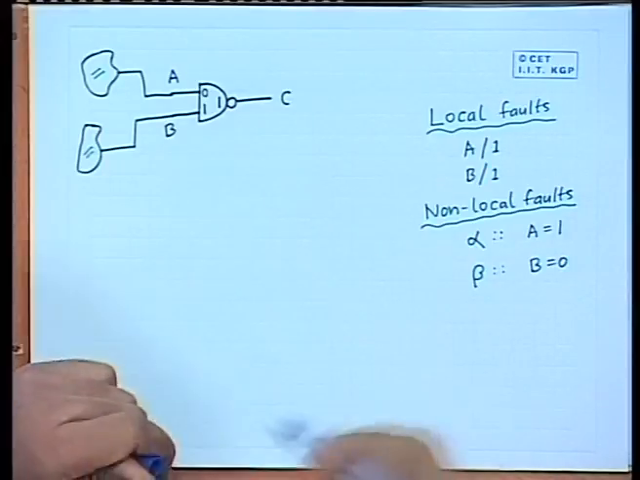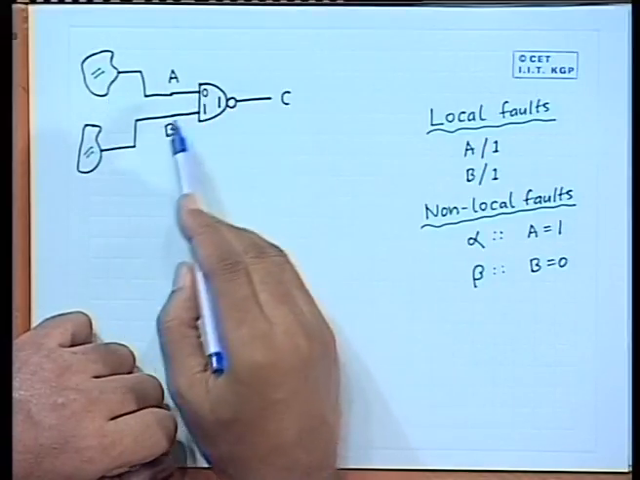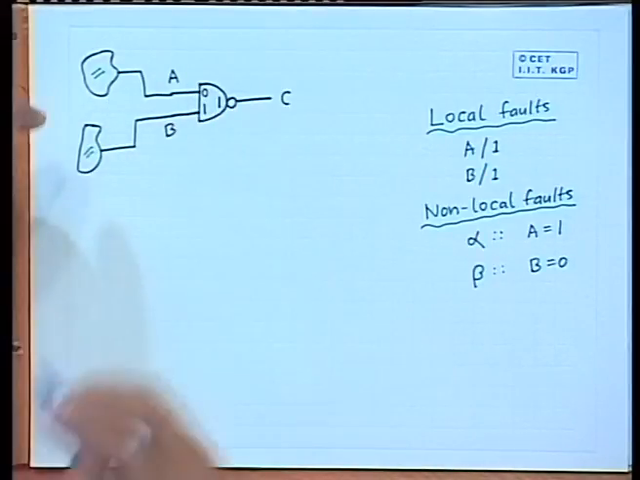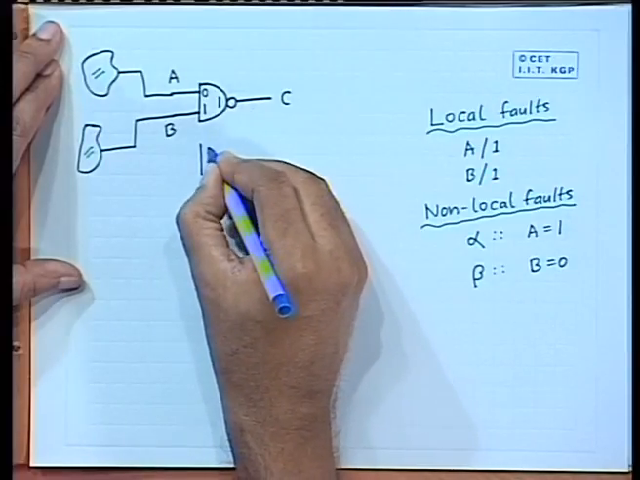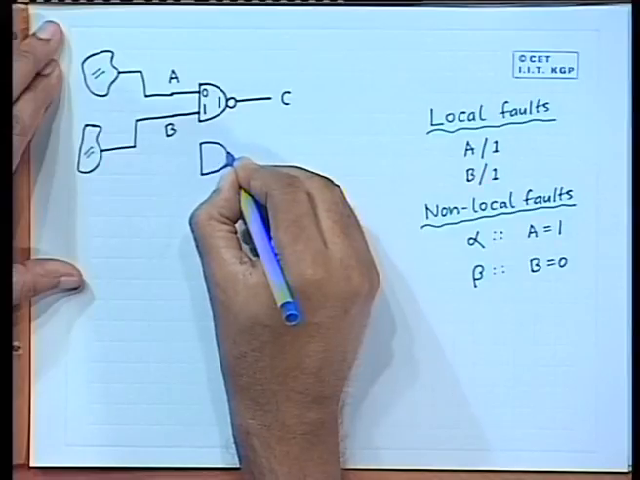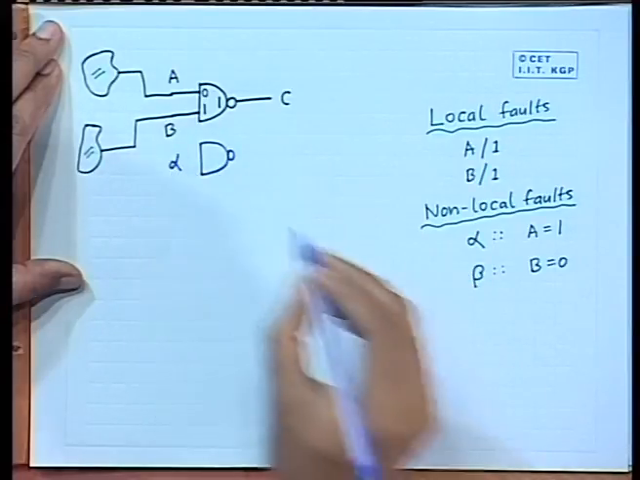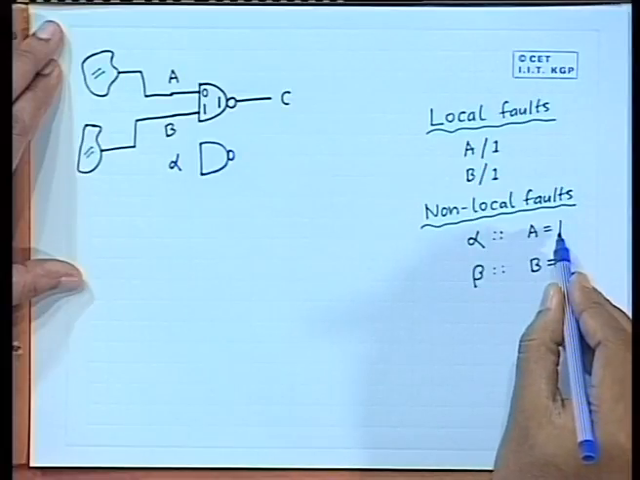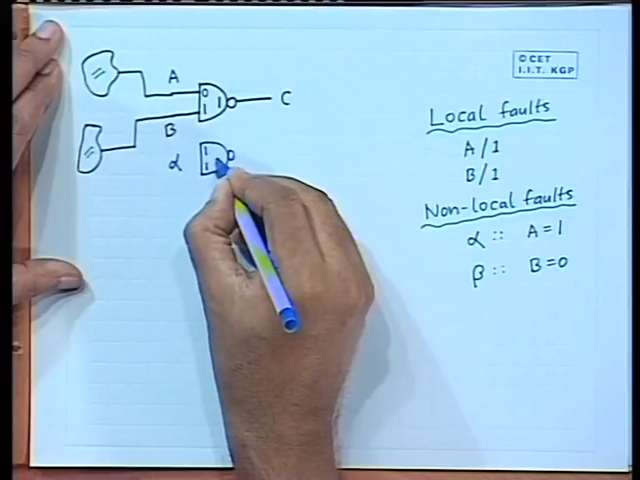Now, with respect to these 4 faults, we have simulated this circuit with the true values 0, 1, 1 at the input values. Now, if these faults take place one after the other, let us show it like this. Suppose the fault alpha takes place, alpha will make the input value A to 1. So, the input output values will now become 1, 1 and 0.